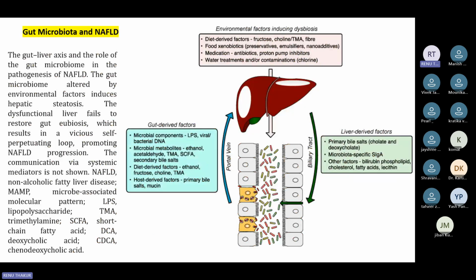Now one more thing. This is gut microbiota and the NAFLD overall working mechanism. So, what are the gut derived factors and what are the liver derived factors? So, the gut derived factors are microbial components like LPS and bacterial DNA, because in our gut we have bacterial DNA. So that bacterial DNA can act as a foreign material, which will initiate what? Inflammatory responses.